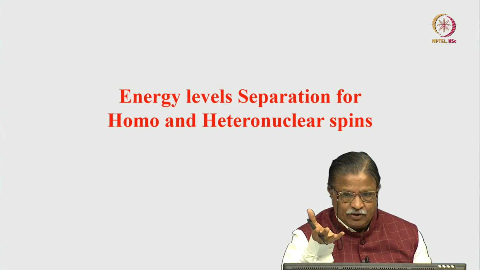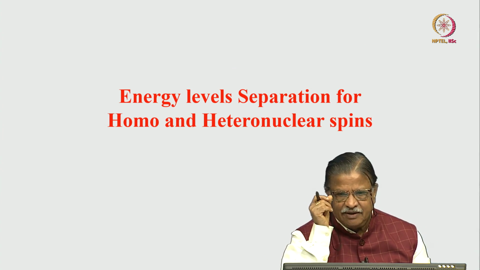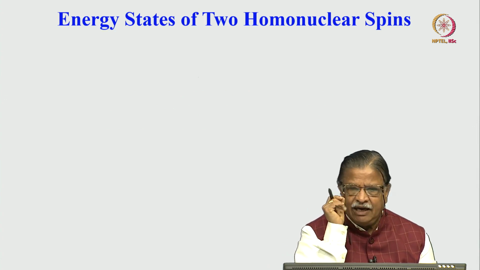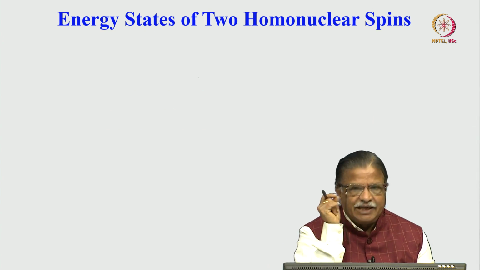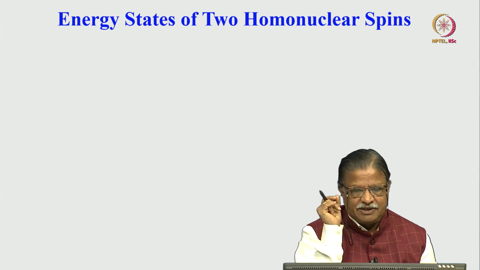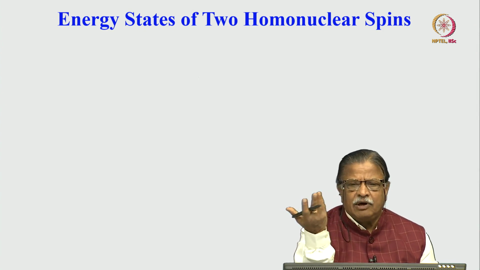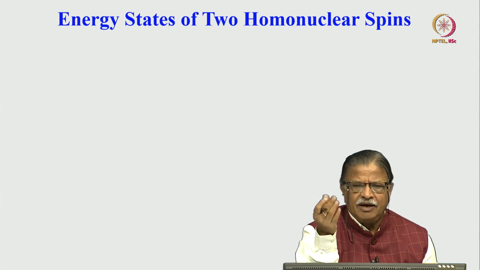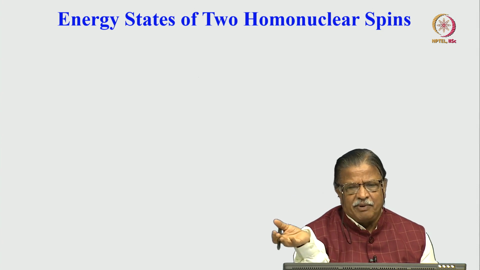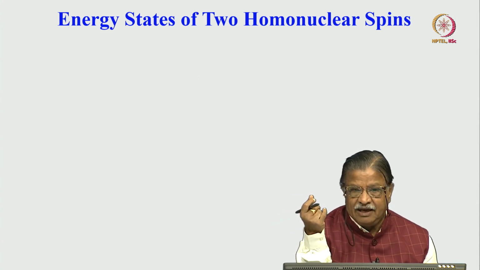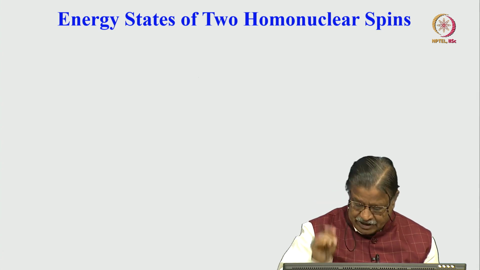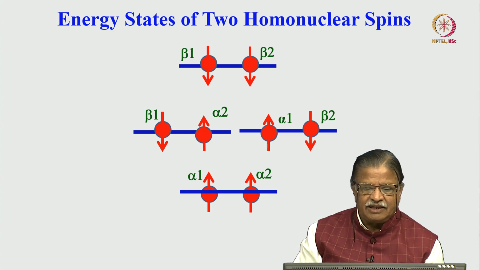We saw 4 energy states for 2 coupled spins for homonuclear spins. I did not say whether homo or hetero in the previous slide. Now I will explicitly tell what happens if they are homonuclear spins and what happens if they are heteronuclear spins. Homonuclear spins means both protons, both fluorine, both phosphorus, it does not matter. Hetero means one is proton and the other may be carbon, nitrogen, phosphorus, fluorine, etc. In these two conditions, these are the energy states.